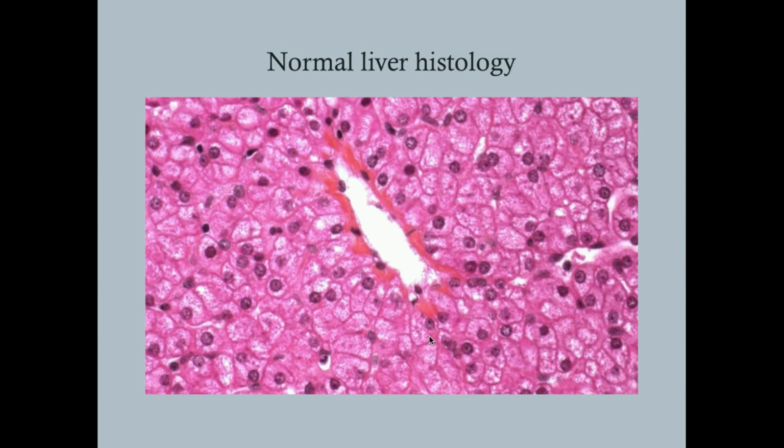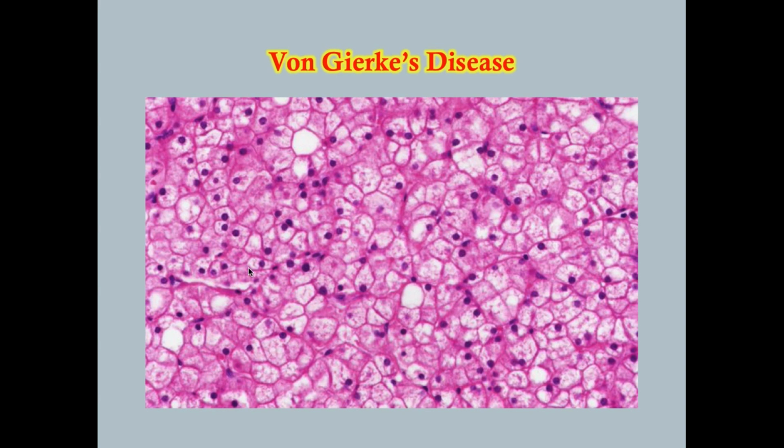This is a normal liver histology. Note the cells here. You can see that there's a little bit of glycogen where you have these clear areas. But with von Gierke's disease, you have much, much more. Okay, so just lots of glycogen.